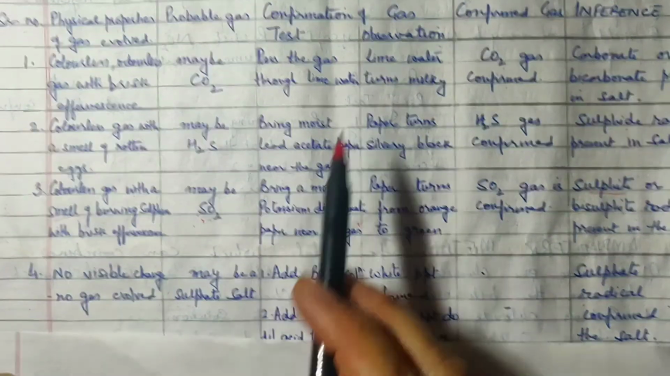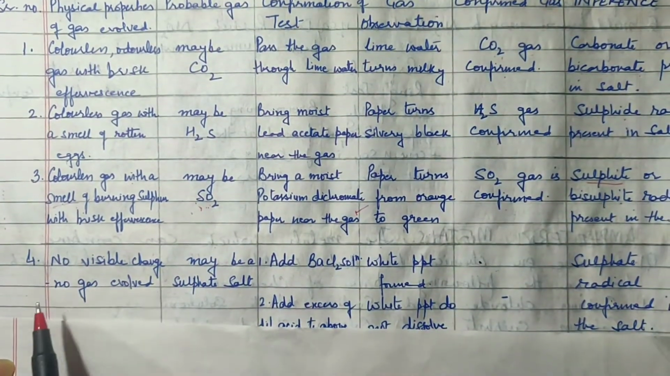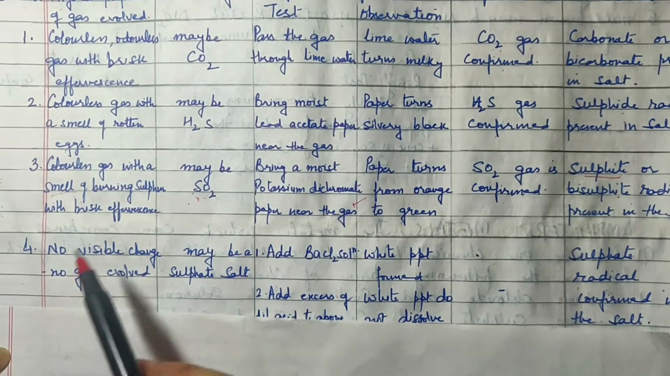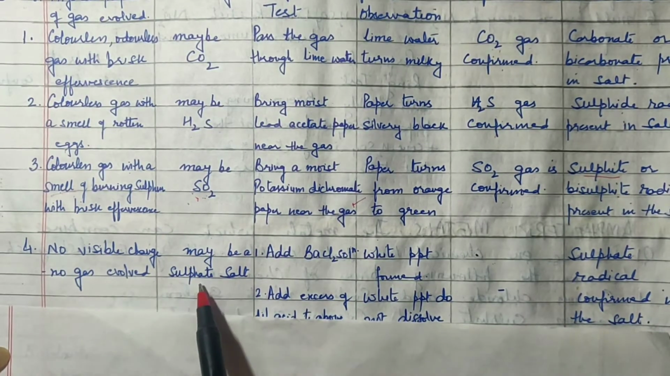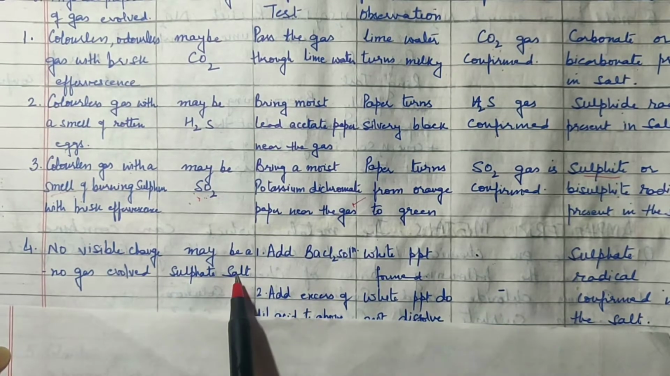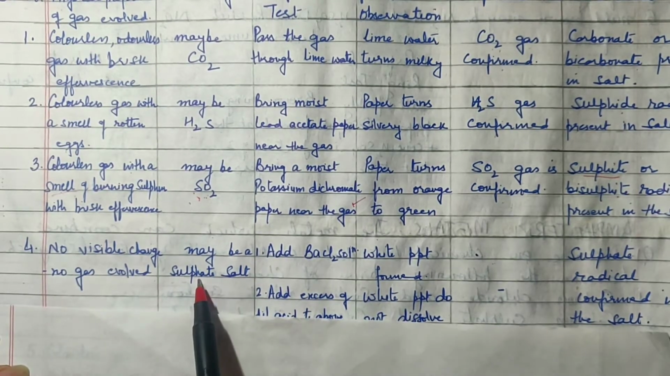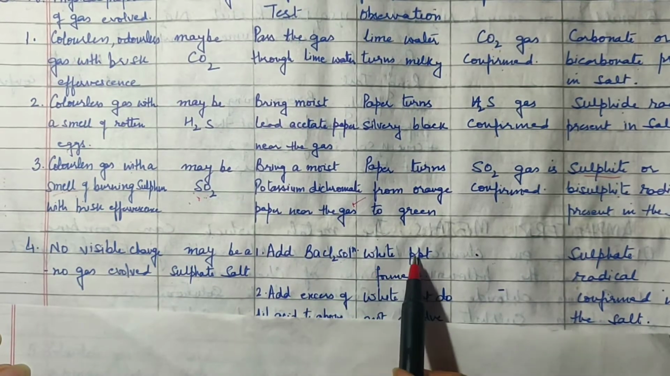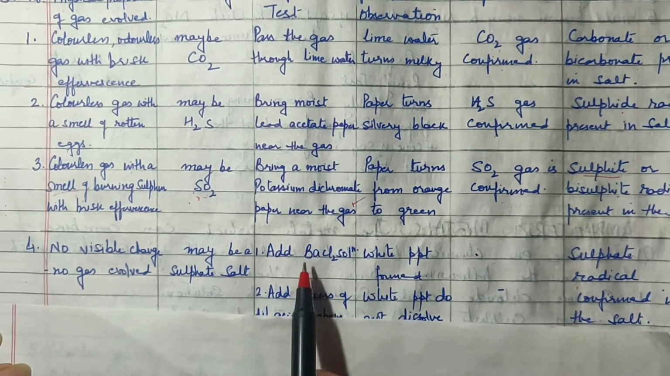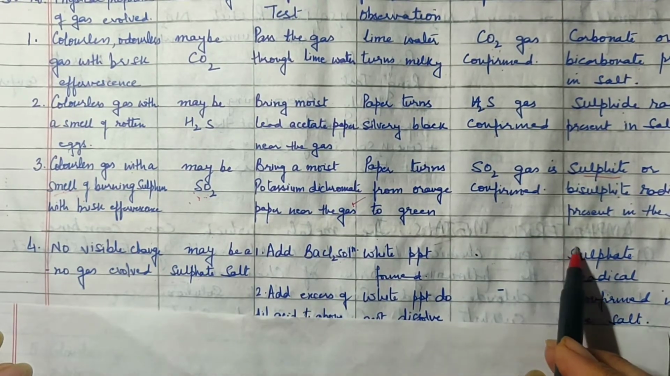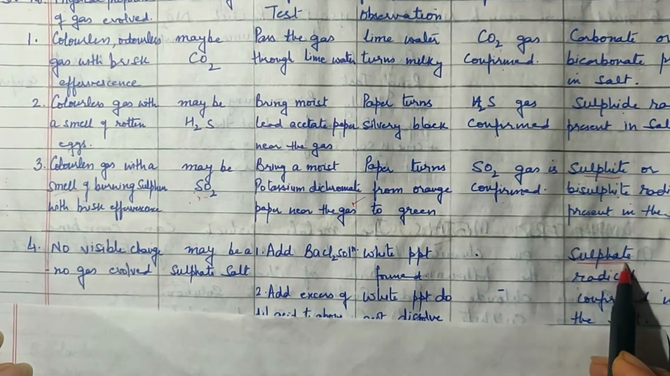Then, on the addition of dilute acid, if there is no visible change, no gas is evolved, no effervescence, no odor, nothing, so maybe the salt contains a sulfate radical in it. So I have written maybe a sulfate salt. Now to confirm this, you will add a barium chloride solution. If on the addition of barium chloride white precipitates are formed, then definitely the salt contains a sulfate radical.